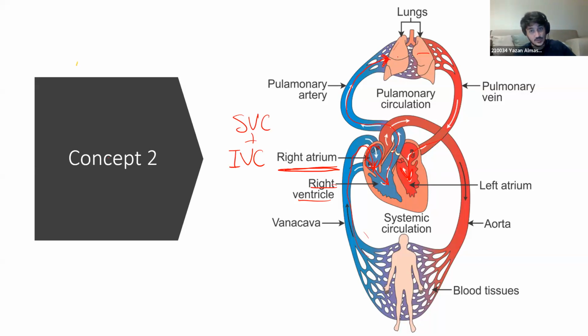What is the lung going to do? It's going to add the oxygen. So it's going to become oxygenated. We're going to bring it back where? In the left atrium. Left atrium, yes.